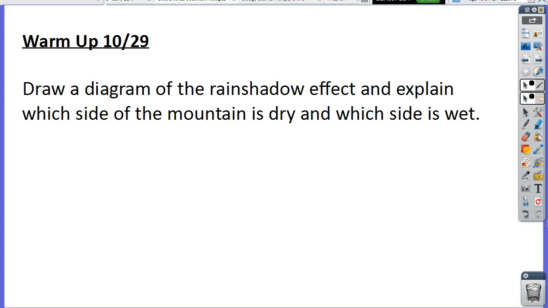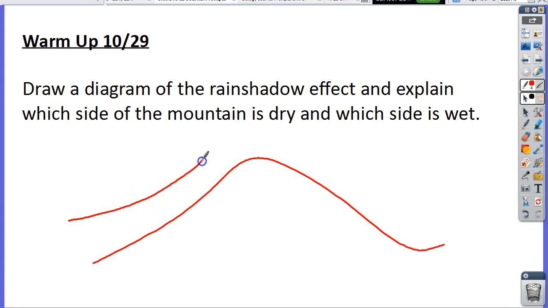So, rain shadow effect, ladies and gentlemen, focus up front. Rain shadow effect. This is from last week. Okay? You should have a mountain of some sort. Okay? And we have air. What happens when the air goes up the mountain? What happens to the air? Temperature? Okay, so it gets cool. And what happens to pressure as we go up?